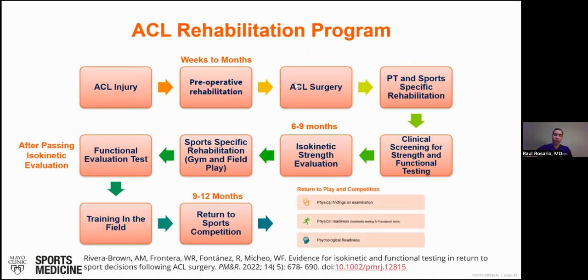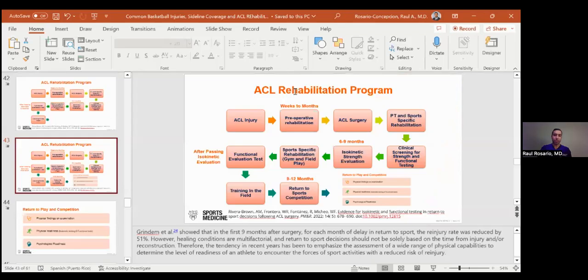Definitely, nobody should be returning before 9 months because the risk of re-rupture is very high. After 9 months, they should pass through all this protocol to get them better.